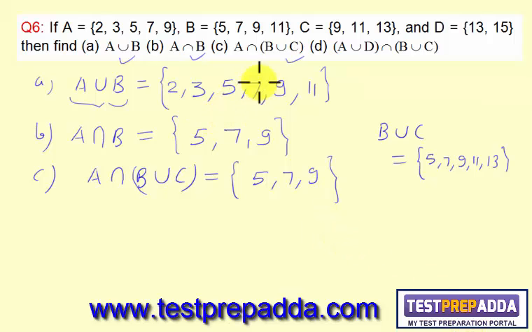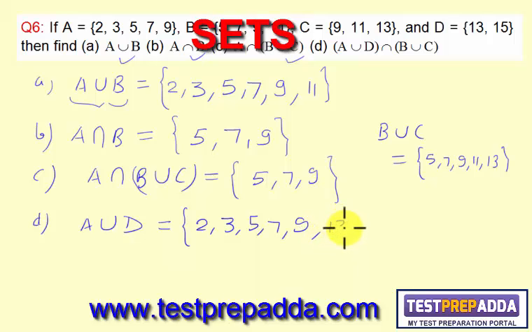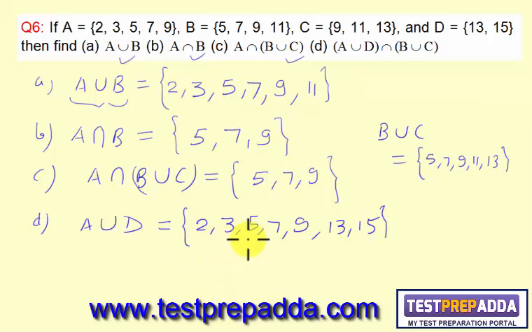Now to find (A union D) intersection (B union C), first I'll try to find A union D, and that will have elements which are present either in A or in D. So 2, 3, 5, 7, 9, 13, 15.